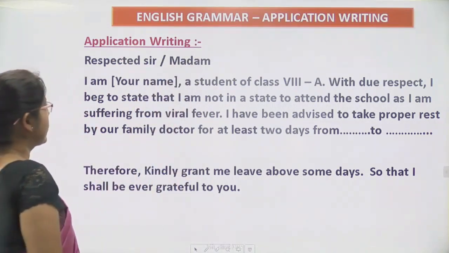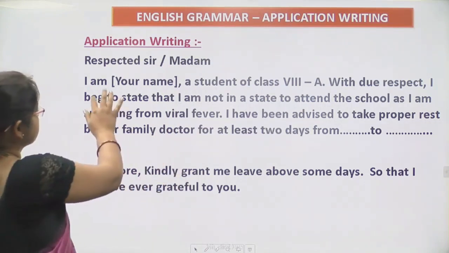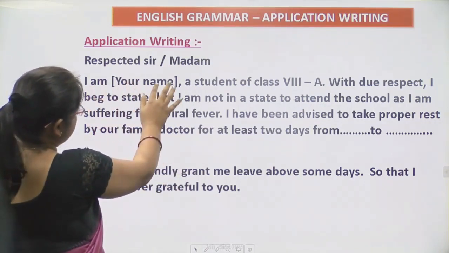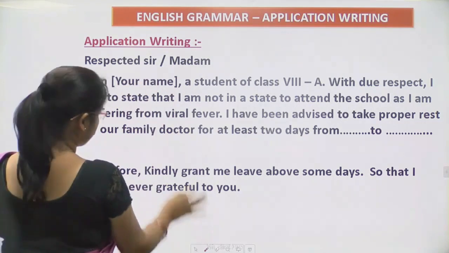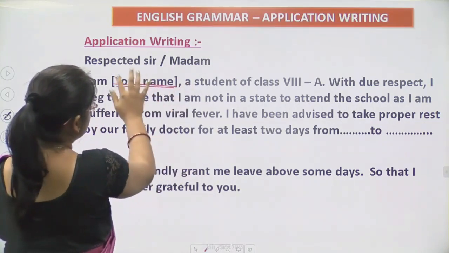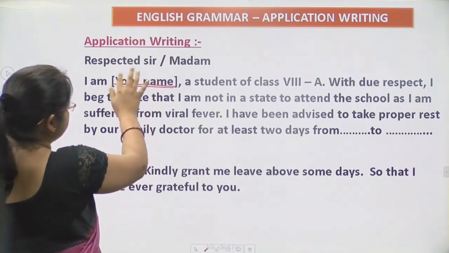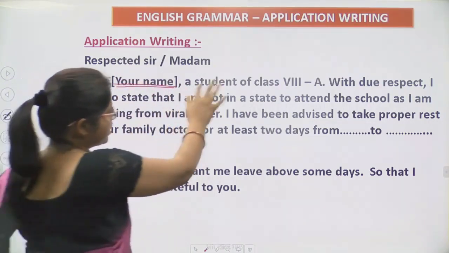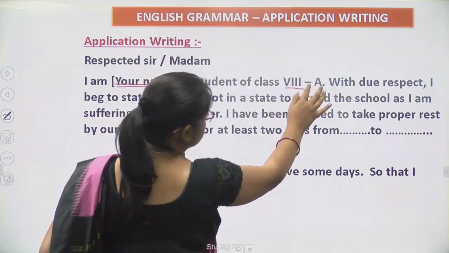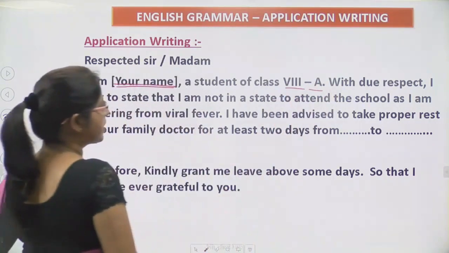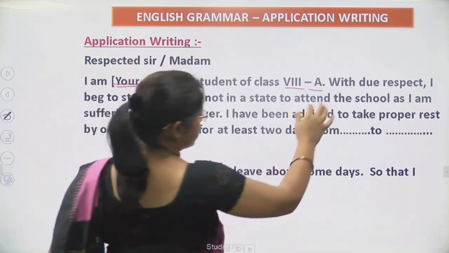Okay, then we start: "I am" and your name. Here write your own name. In this line you put your own name. So for example, "I am Anita Sahu, a student of" then write your class, then section: "a student of class 8, section A."